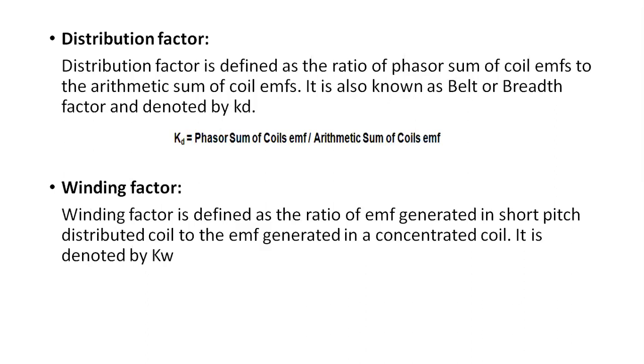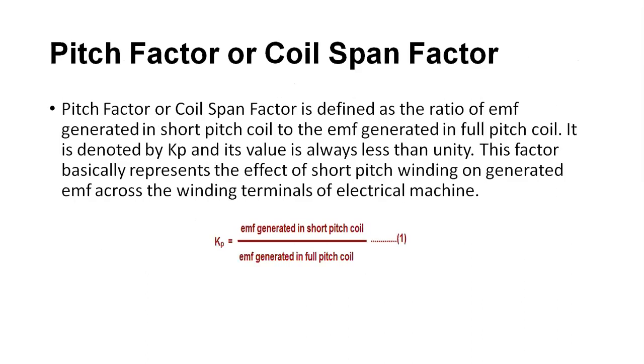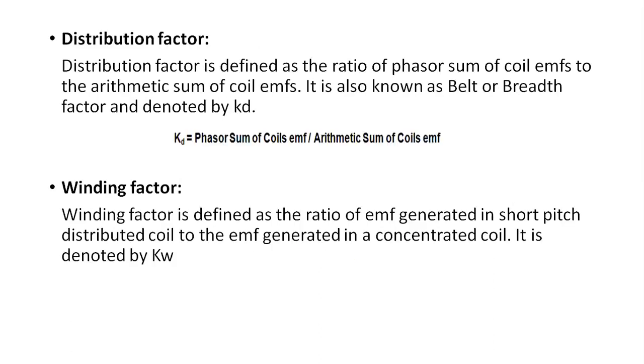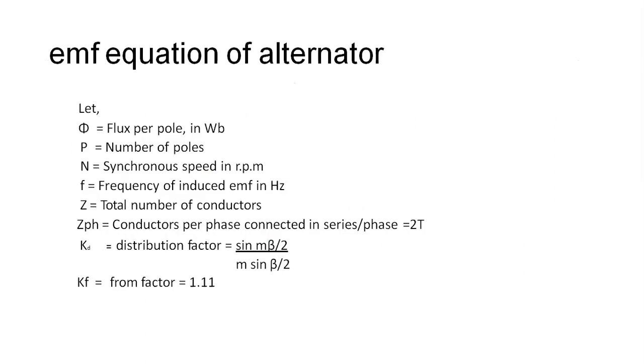Okay, so try to understand. Pitch factor, which is very important, is the ratio of EMF generated in short pitch to the EMF generated in full pitch. Distribution factor is the ratio of the phasor sum of the coil EMFs to the arithmetic sum of the EMFs. And winding factor is the ratio for the distributed winding to the concentrated winding. Now, before going on, let us look at the EMF equation of an alternator.